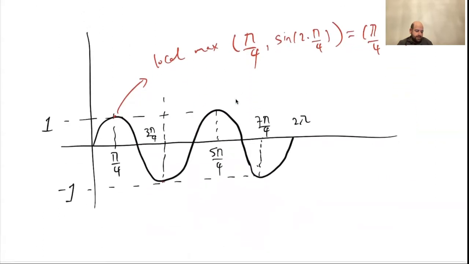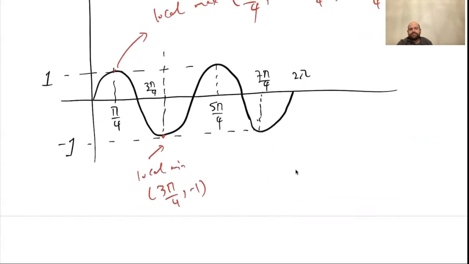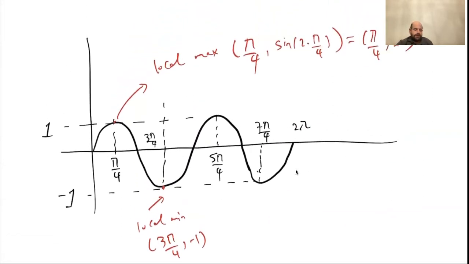Similarly, this one will be a local min, and the point is 3 pi over 4 and minus 1. And this one again, 5 pi over 4 and 1. And this one, 7 pi over 4 and minus 1. And that's it. This is the graph of the function that we were looking for.